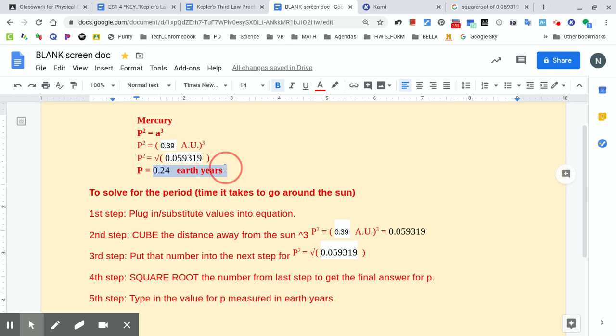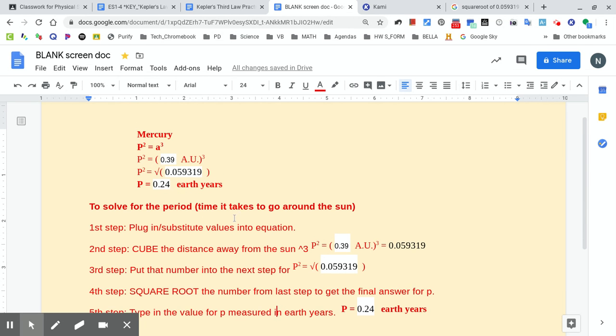Okay, so that would be your final answer then. Oops, I guess I'll copy and paste. Maybe copy and paste that whole thing down here. Okay, all right, so hopefully this helped you on solving for Mercury, and you will go through and solve.